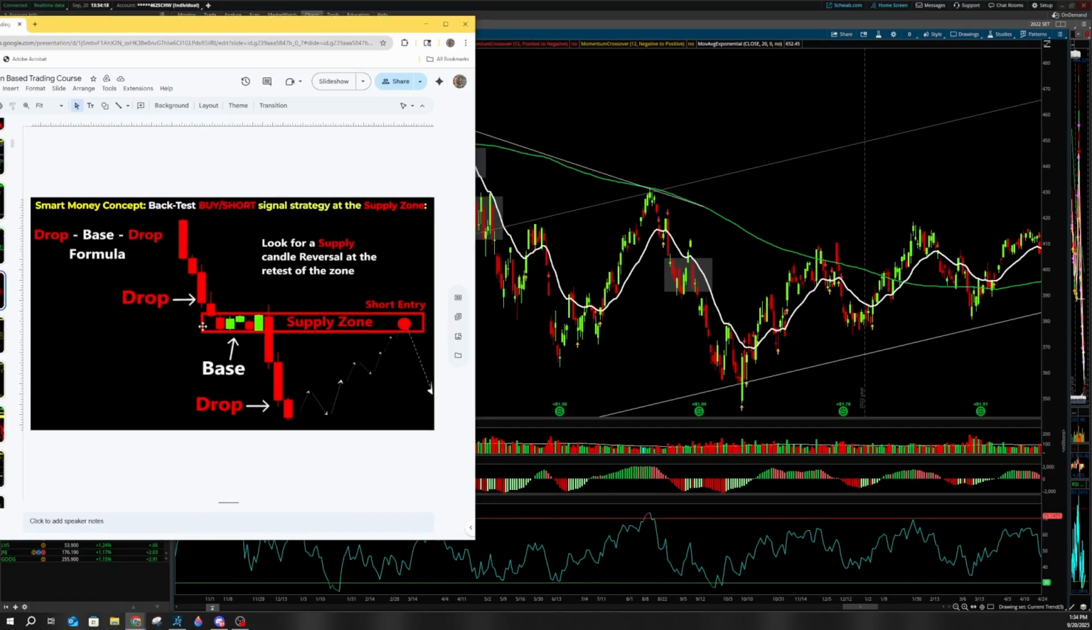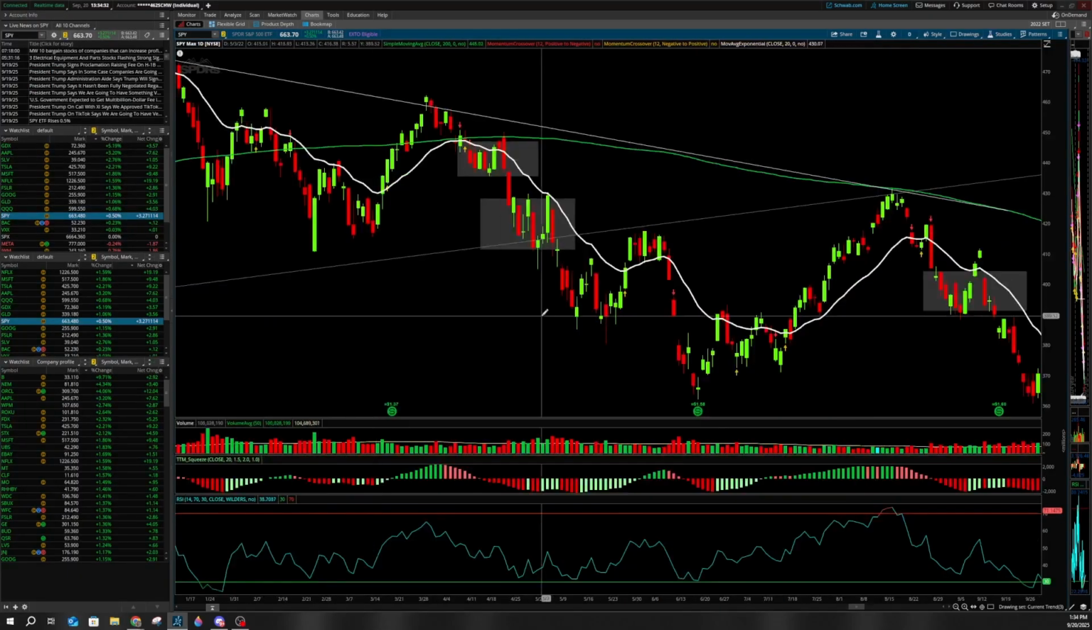You get a drop, and then you get a base formation, and you get another drop. After you get that drop, you come back down inside of the demand zone, and this is where your supply zone is. You look for a reversal candle, and you trade it back down for a lower low to come. That's exactly what happens here.